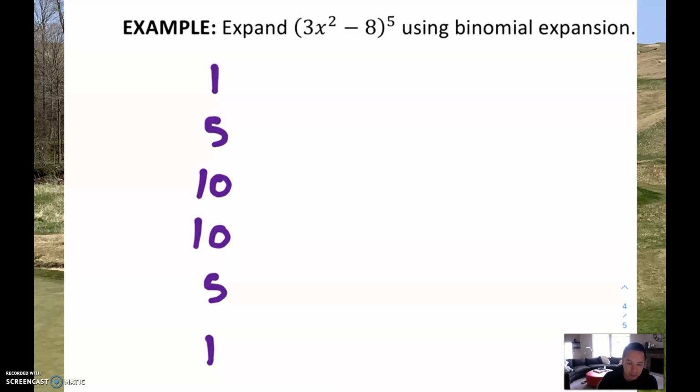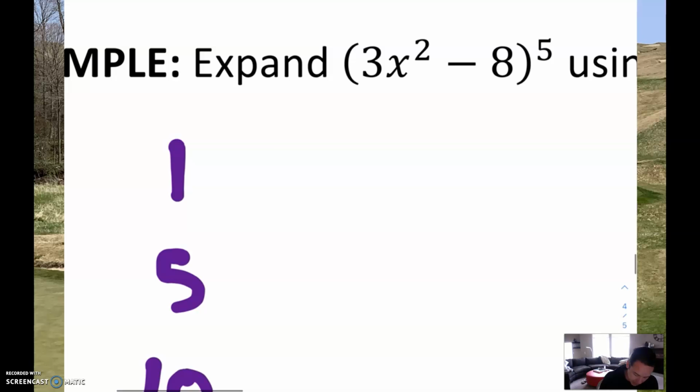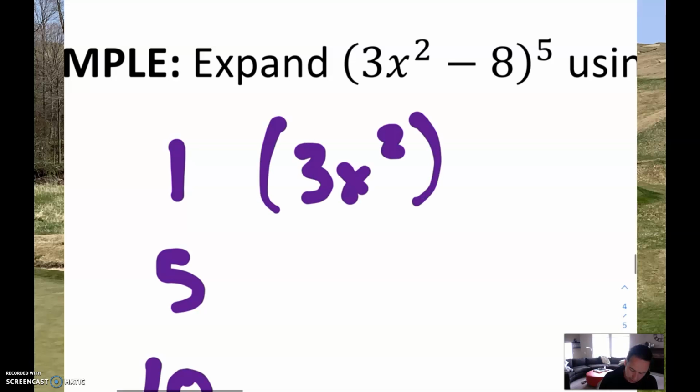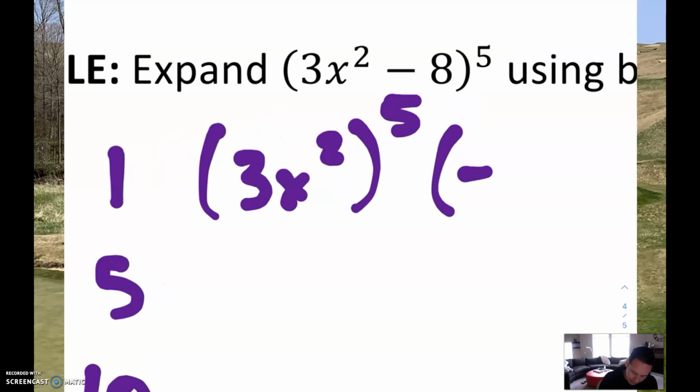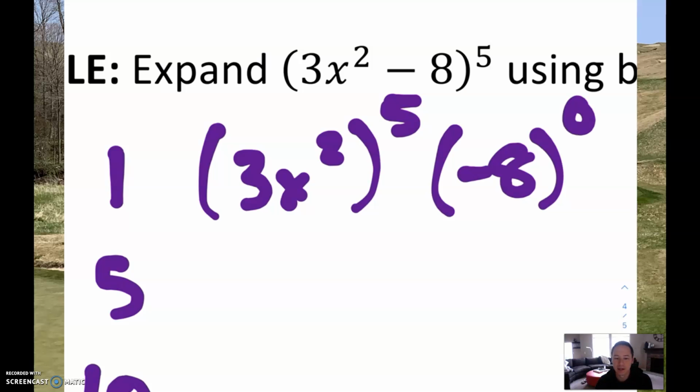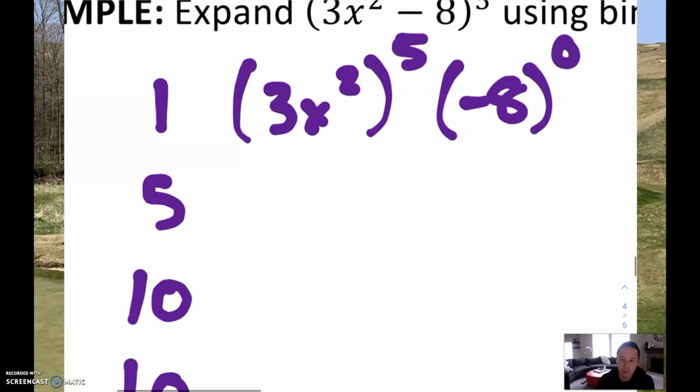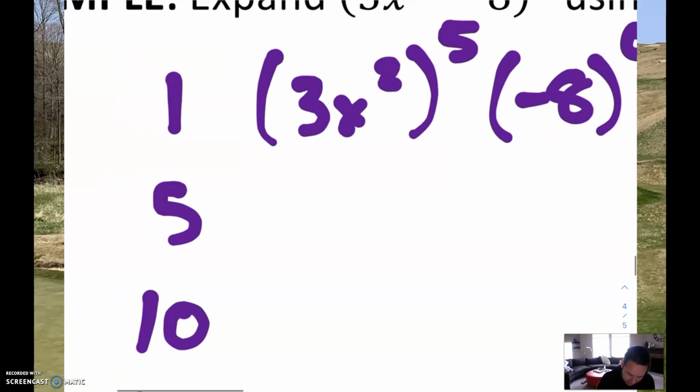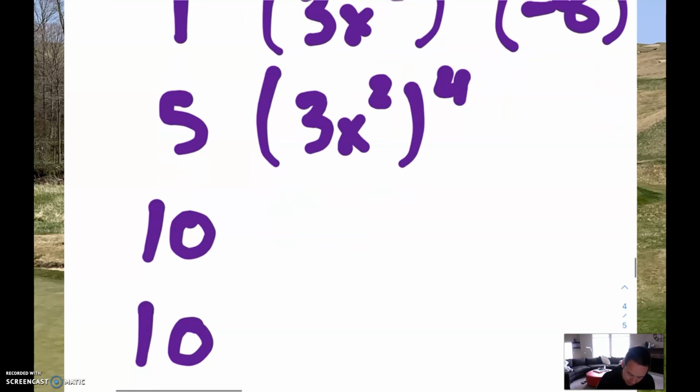Now, setting this up hopefully should be pretty simple by now. We take that first term, 3x squared, and we raise it to the highest power possible. And then we're going to take the second term, negative 8, and raise it to the lowest power possible. Now, you probably know how to fill the rest of these in. I'm going to do these as fast as I can. You're welcome to pause the video and try and see how fast you can do it as well. So here we go. We start dropping the exponents down.